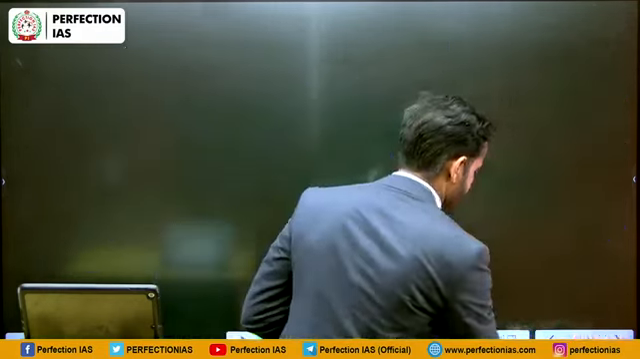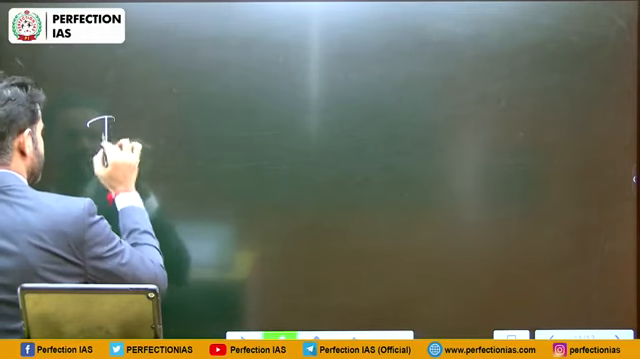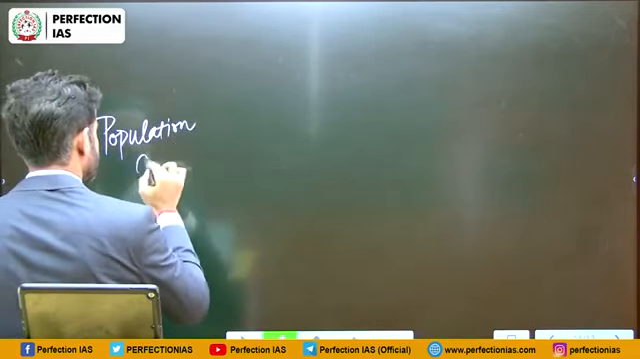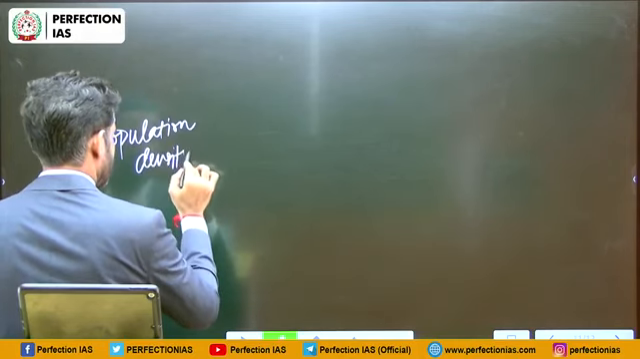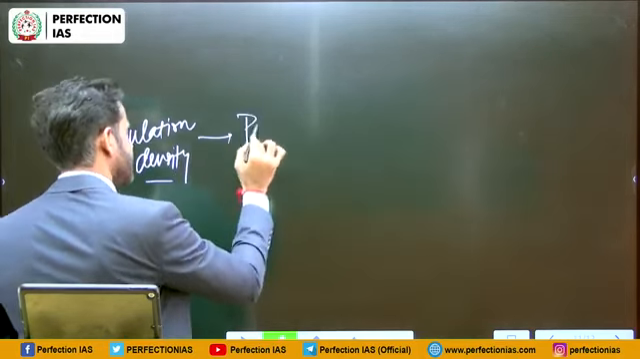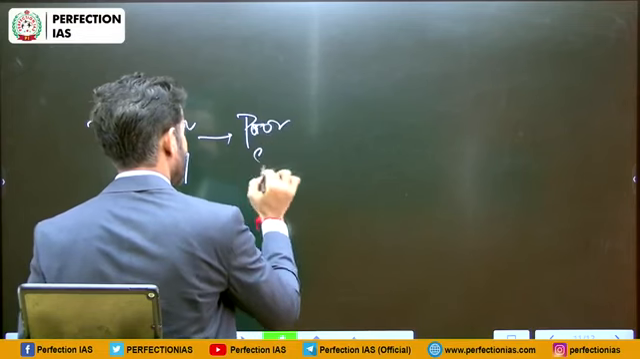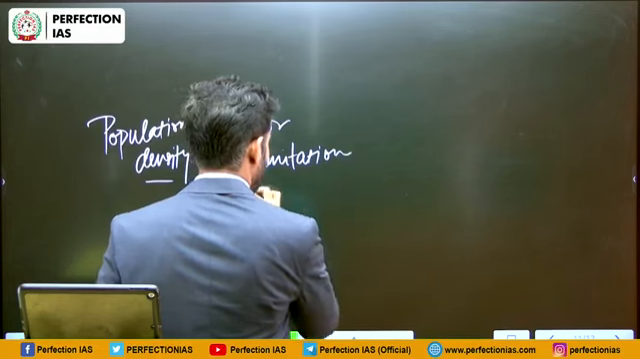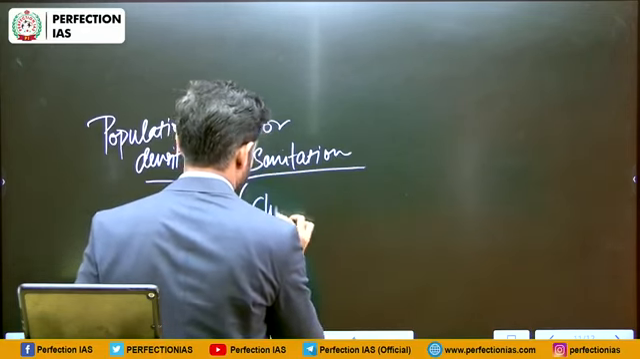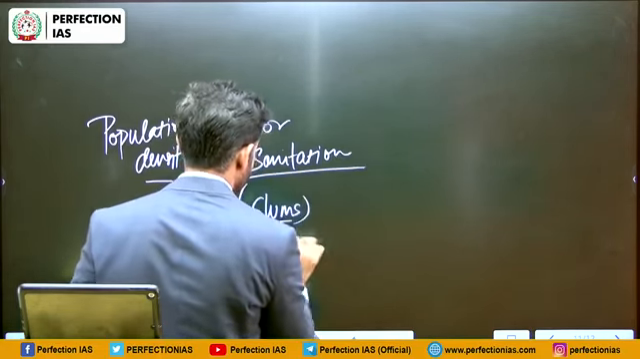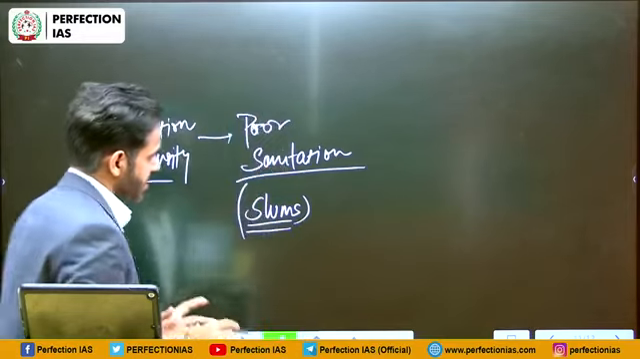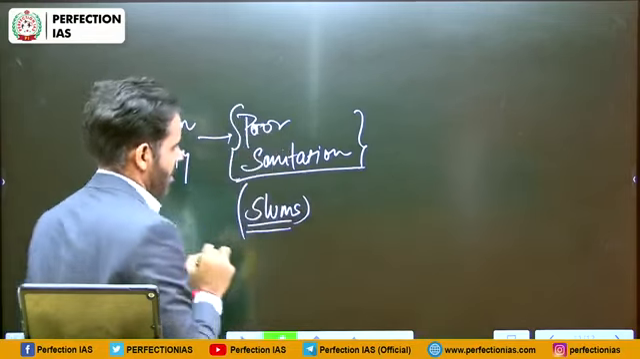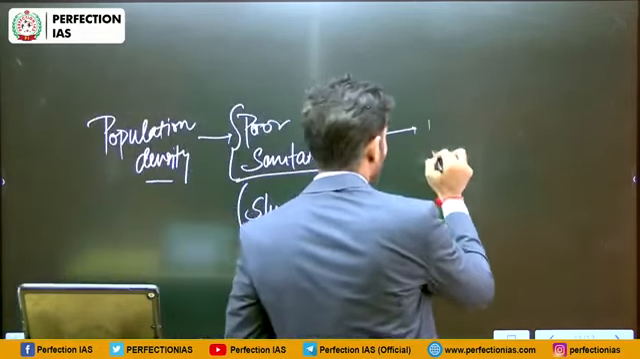So, population density will lead to poor sanitation. One example is slums. In case of slums, the population density is very high, and this also leads to poor sanitation facilities, and poor sanitation will lead to poor health.